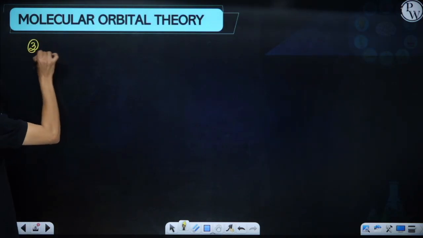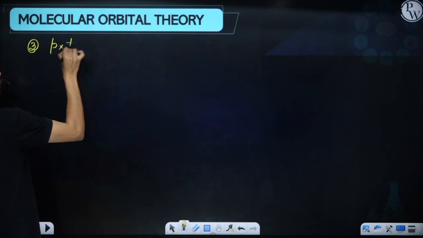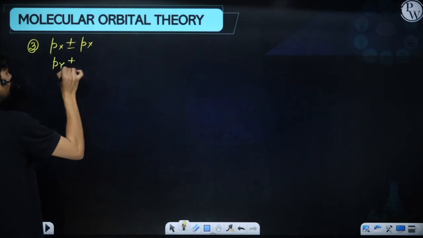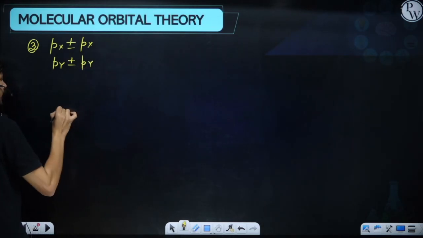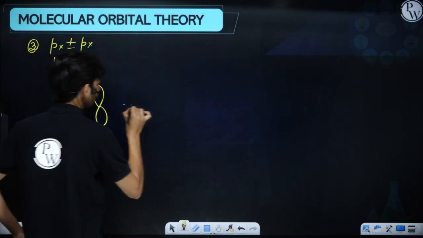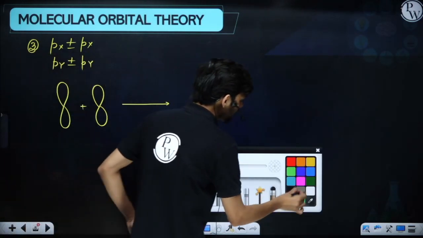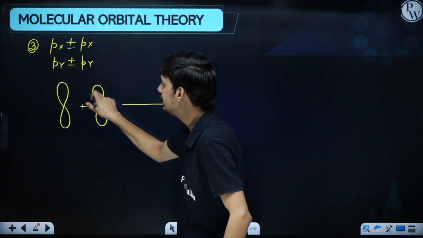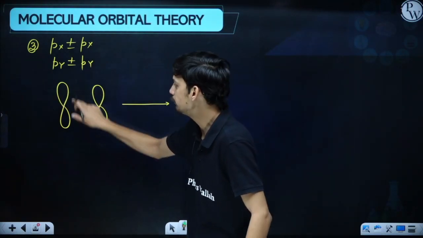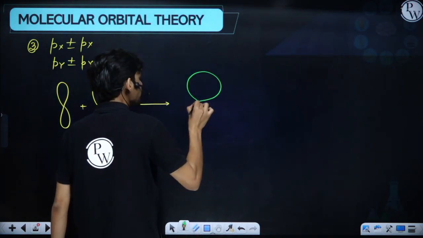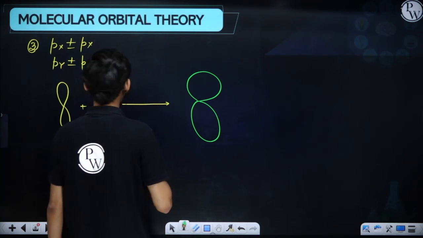This is our third case. We can consider either Px or Py. Suppose we consider the attraction between the Px orbitals. When p orbitals form a pi bond, they combine parallelly. Attraction will have these two lobes joined together. So the upper lobes will join together as well as the lower lobes.